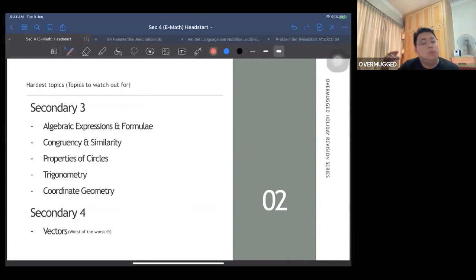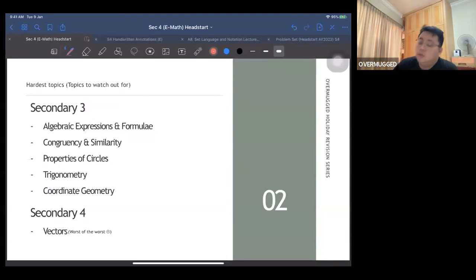Congruency and similarity. I believe the majority already know what this topic is. It's talking about the congruency proofs and also the formula for the geometrical similarity of solids. A lot of people cannot write proofs, and it's the same thing all over the place. In university, people cannot write proofs. Same thing here, people cannot prove things.